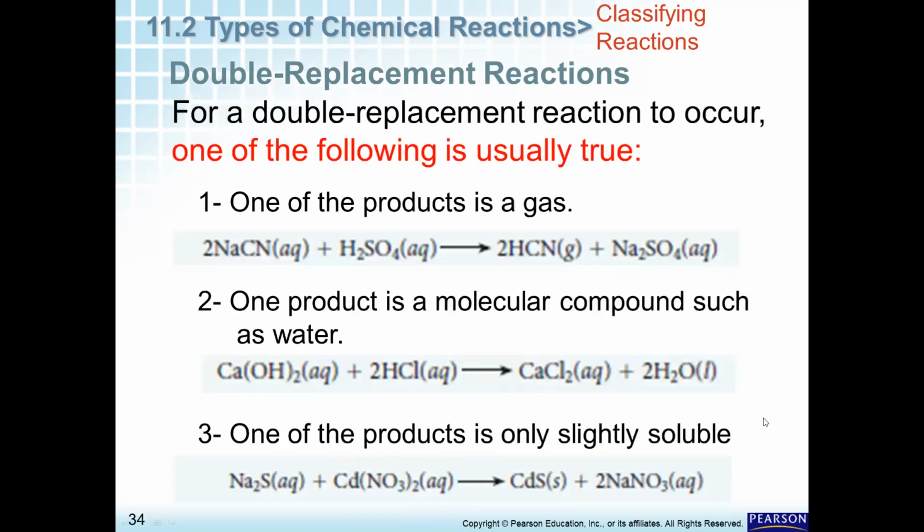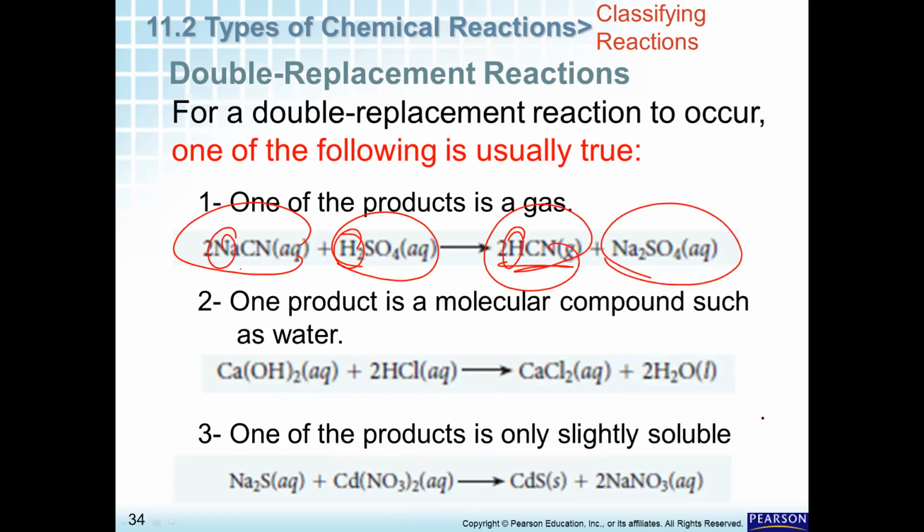Let me show you examples. This is a compound NaCN, sodium cyanide, and that is an ionic compound. This is sulfuric acid, which in solution will also be split into 2H+ and SO4 2-. And then the hydrogen will replace the sodium. We produce hydrogen cyanide, and this is a gas, and this is in solution. This is the first example of double replacement where we produce a gas. One of the products is a gas.